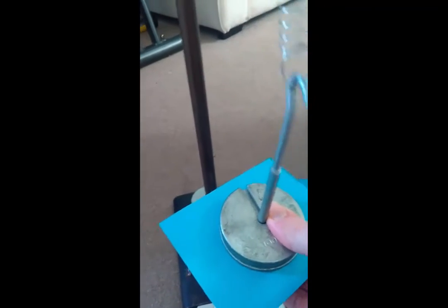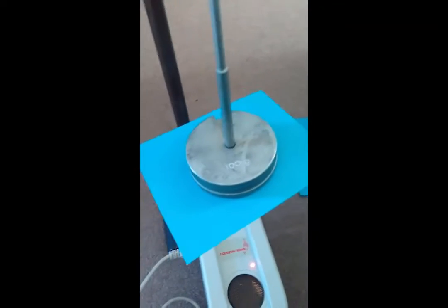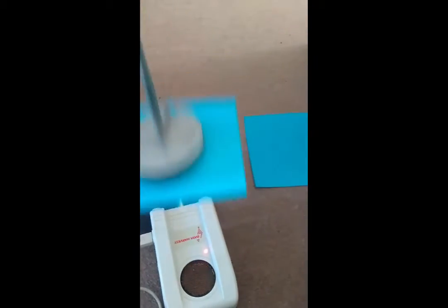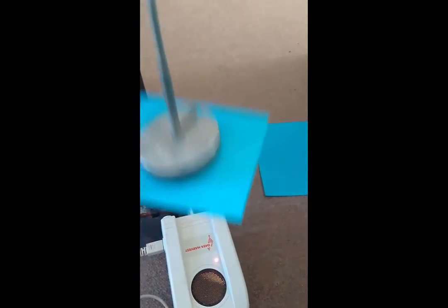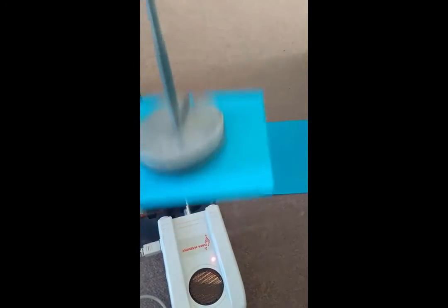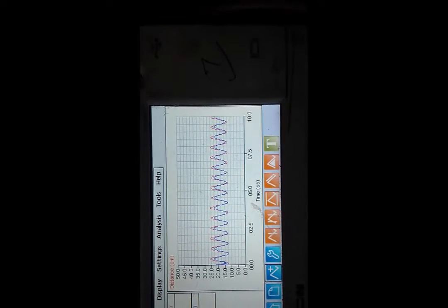Now, if I add one of these squares of card to the bottom of the mass, what I'm going to do is increase the air resistance as it goes. So if I start to displace that and then get that started again, and if we look at the results, you can see that that blue line is reducing in amplitude much quicker than the red line was, which shows the increased damping, so the energy loss in each oscillation.